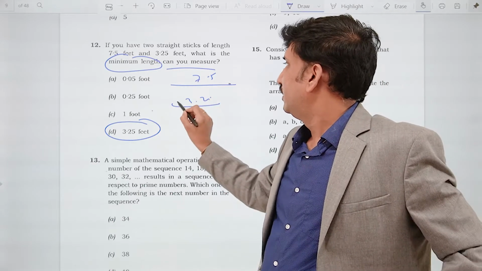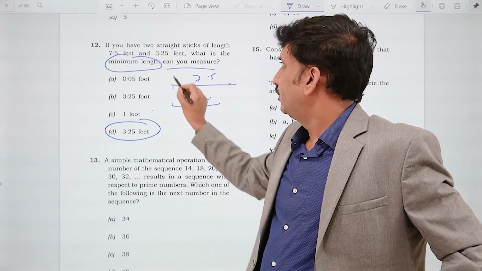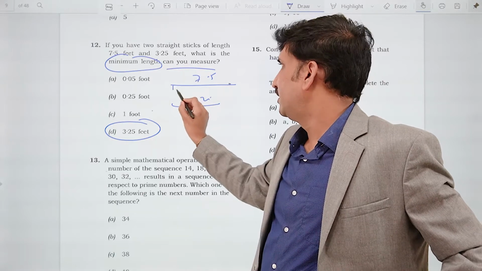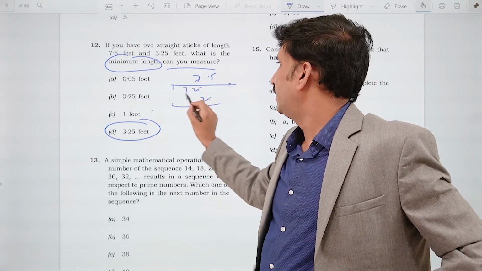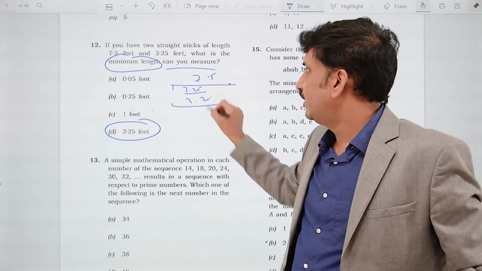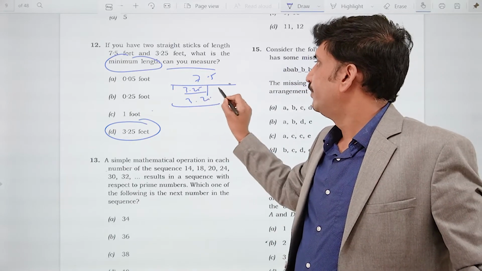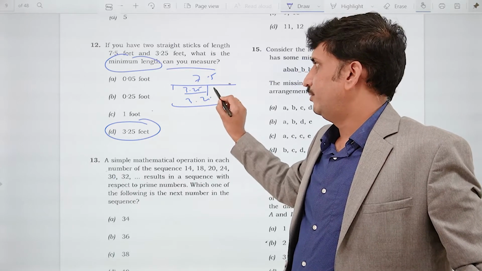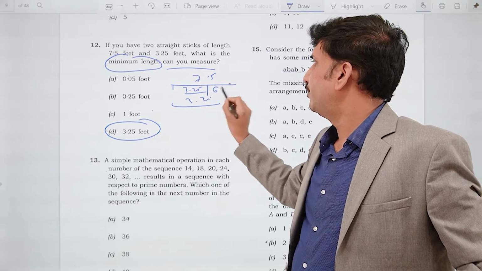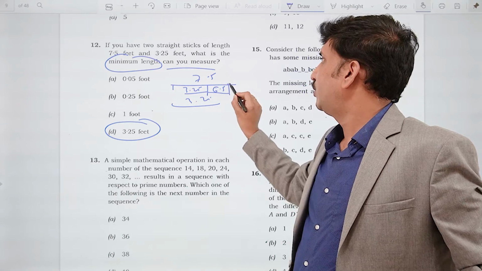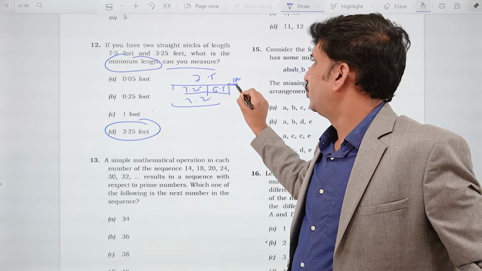See here, they are already giving two measurements, right? So if you lay off 3.25, what is remaining? 3.25 and another 3.25. What happens? It becomes 6.5. Correct? So what is left out is 1 foot.